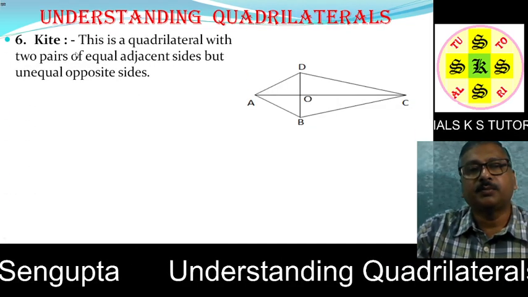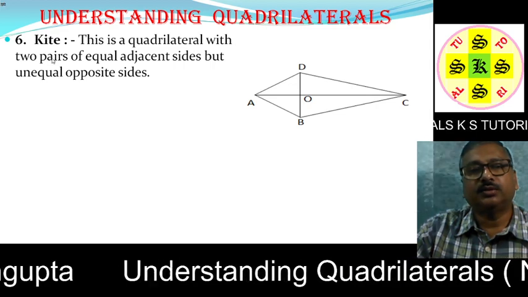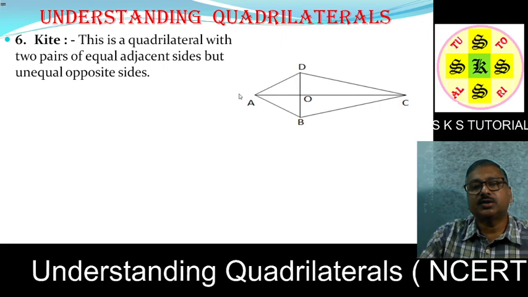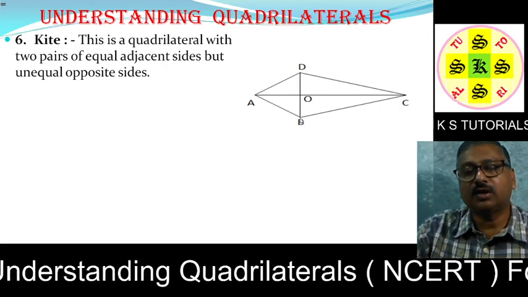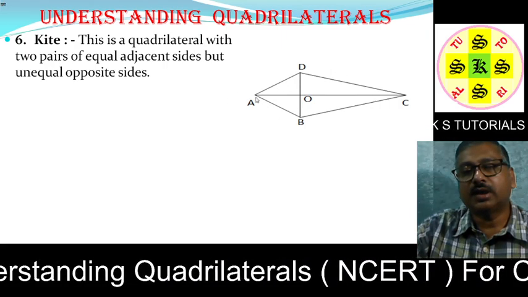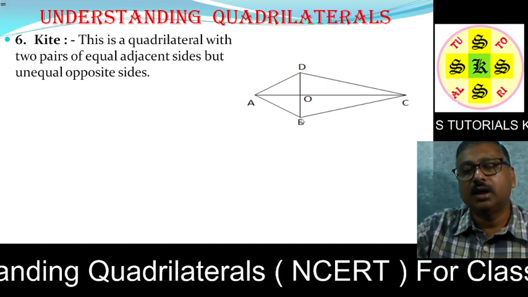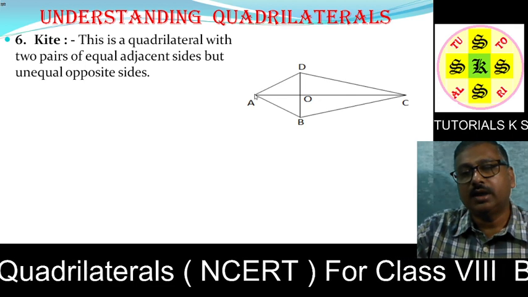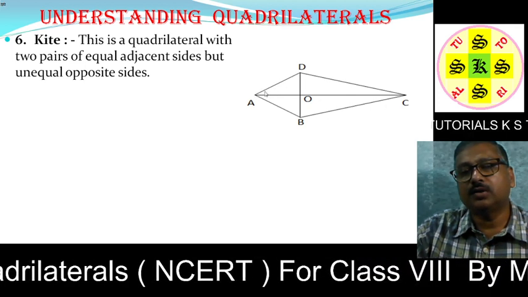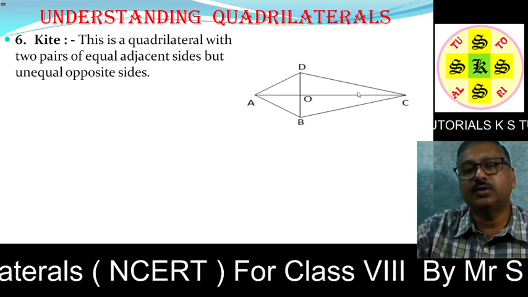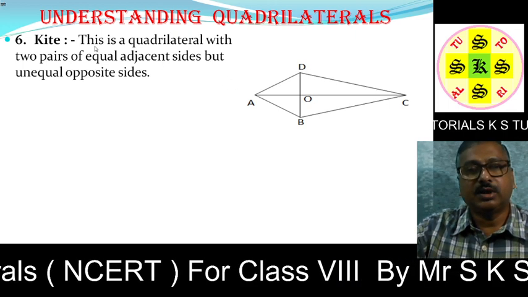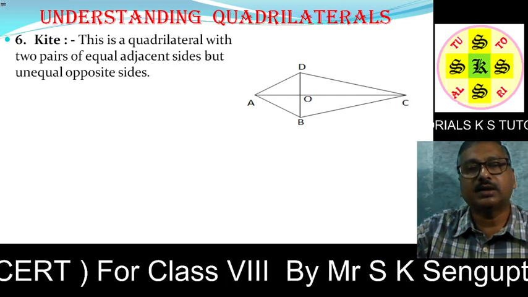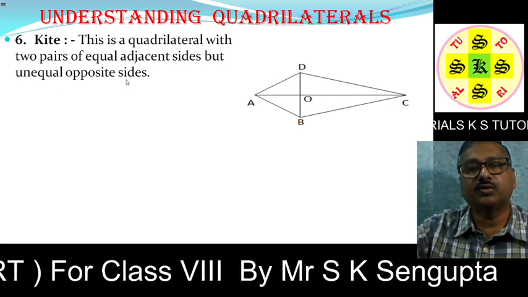So now kite. This is a quadrilateral with 2 pairs of equal adjacent sides but unequal opposite sides. This is the figure of a kite. 2 pairs of equal sides. Here AB equal to AD as well as BC equal to DC. But AB is not equal to BC as well as AD is not equal to BC. To see the definition again, this is a quadrilateral with 2 pairs of equal adjacent sides but unequal opposite sides.